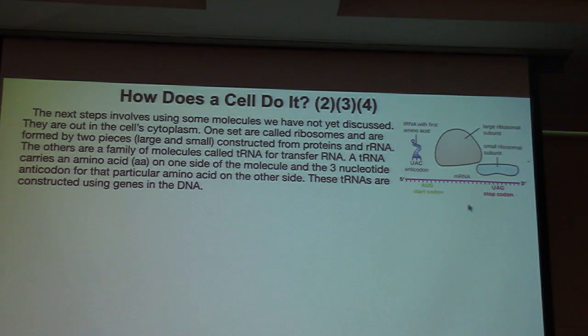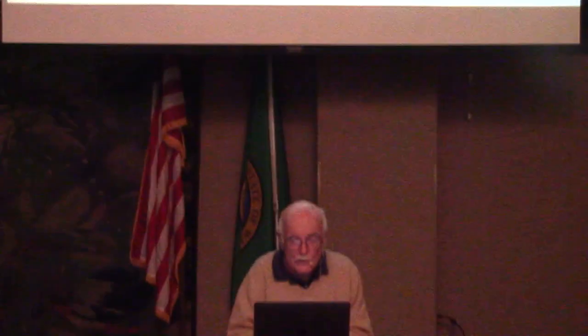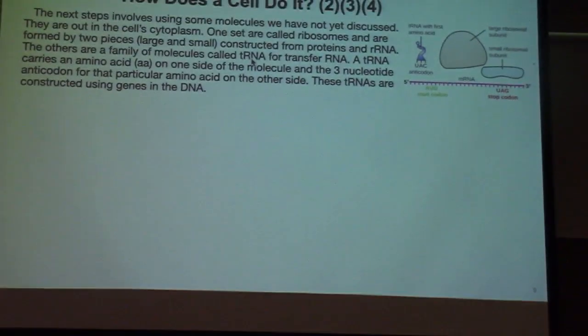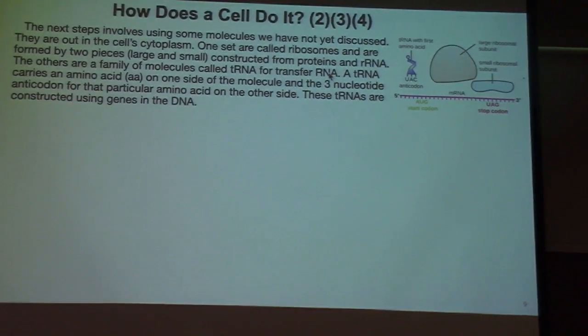This thing has in it some RNA that's called rRNA, for ribosomal RNA, that's in here and helps it to do the job that it has to do in being able both to read what's on the messenger RNA and to match it to a corresponding piece called a tRNA for transfer RNA.